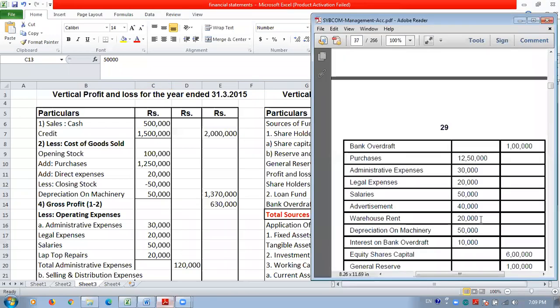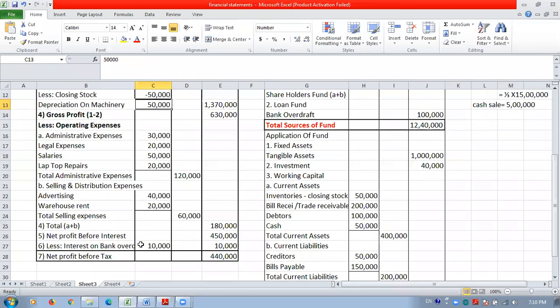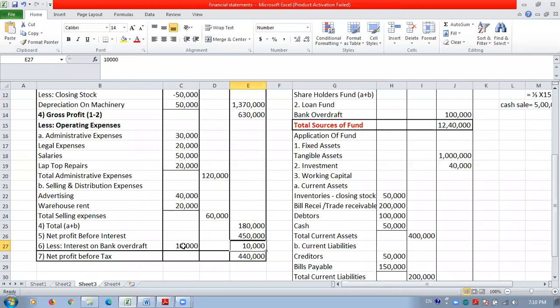Next item is interest on bank overdraft, 10,000. So what is this? It is interest. So we have to state this interest separately under the profit and loss statement. So here, interest on bank overdraft is stated 10,000. Okay. So only one item is there, and that's why it is written in an outer column.